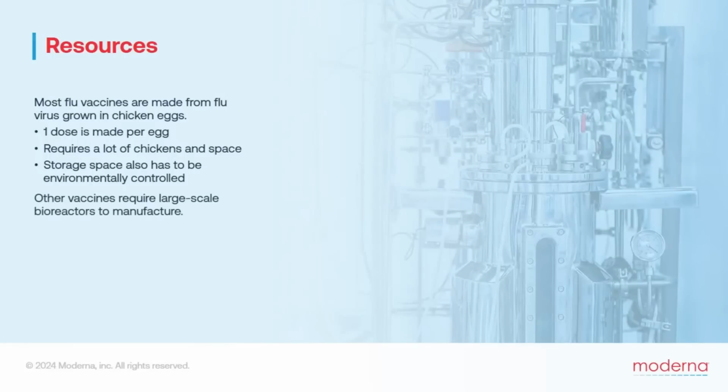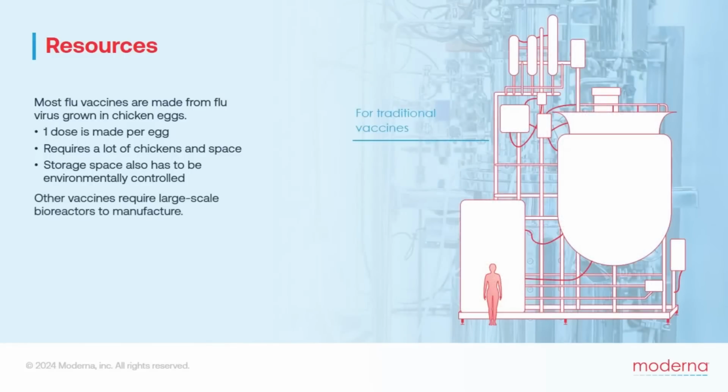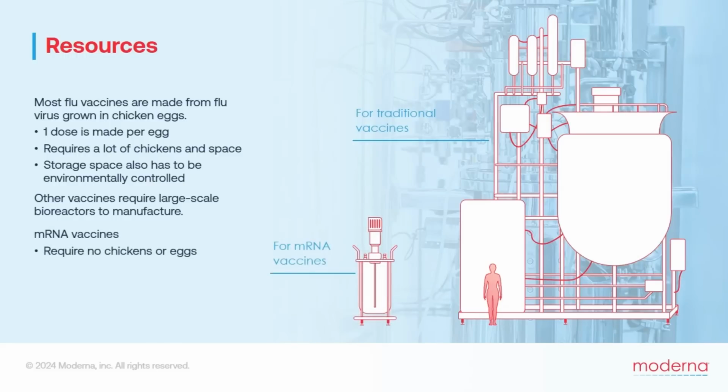Other traditional vaccines are created from pathogens grown in large bioreactors using various types of tissue culture cells. These might be mammalian or insect cells. In contrast to current flu vaccines, 100 million doses of an mRNA vaccine require no chickens or eggs. 100 million doses of an mRNA vaccine can be made in 10 to 20 large-scale biochemical reactions using equipment no bigger than a large refrigerator. So mRNA vaccines have much lower resource requirements, and importantly, no animals or animal products are needed to make mRNA vaccines.